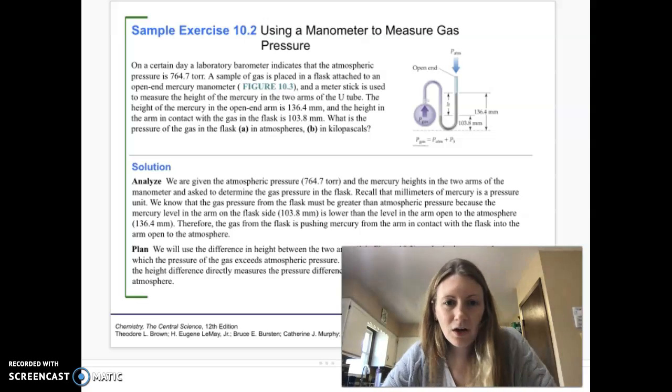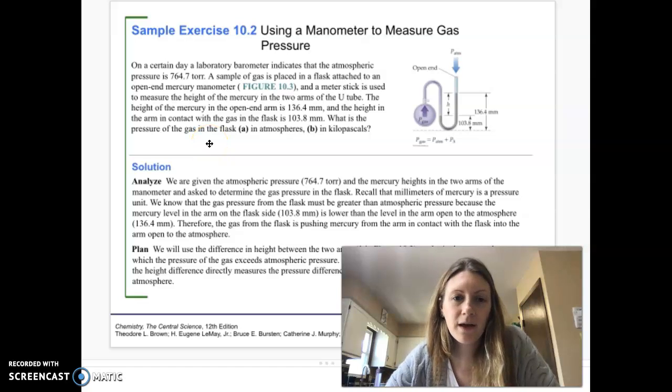Okay. So the height of the mercury in the open end arm is 136.4 millimeters, and the height in the arm in contact with the gas in the flask is 103.8 millimeters. So what is the pressure of the gas in the flask in atmospheres and then in kilopascals? So you're given the 2 different heights and asked to determine the gas pressure. So we need to know that the millimeters of mercury, or mmHg, is a unit of pressure.